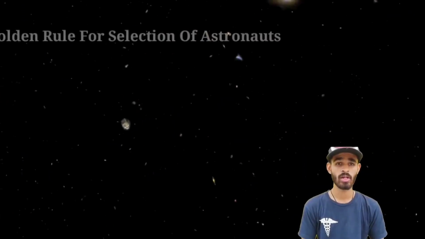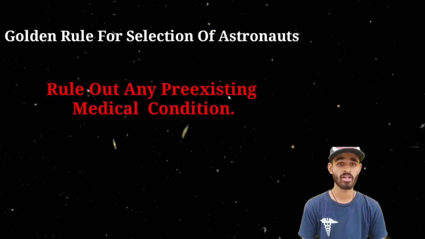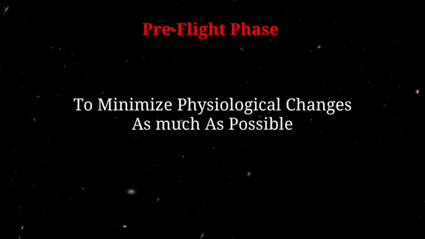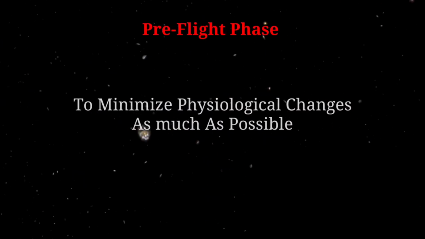The first golden rule before selecting the astronaut is to rule out pre-existing conditions in the human body, because it may be normal on Earth, but it may cause a critical situation in space. In the pre-flight phase, we train astronauts for the physiological changes that are going to happen in space. We try our best to minimize physiological changes as much as possible.